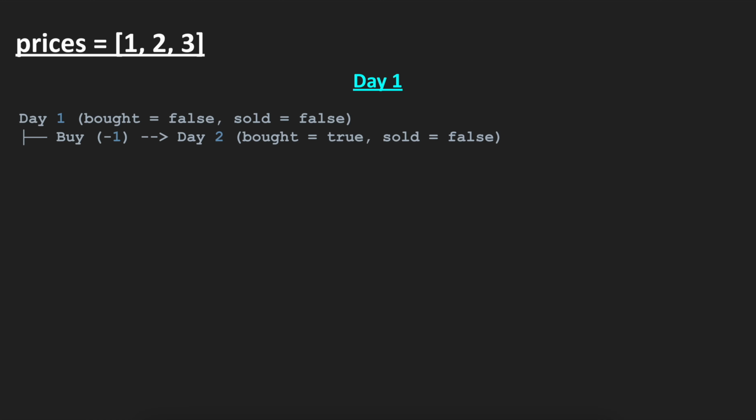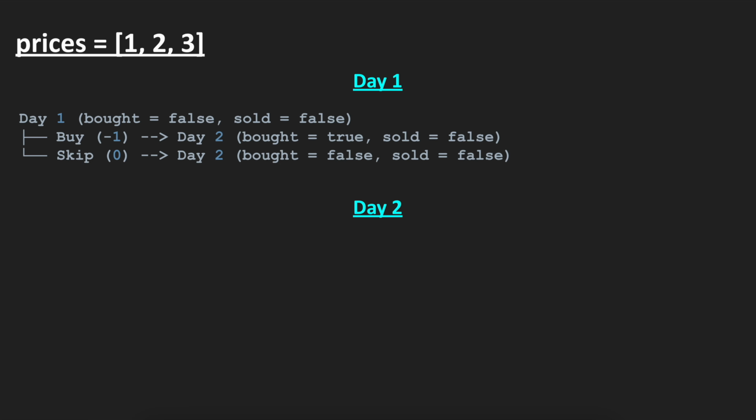So we go to day 2 with bought true and sold false. By buying, that's the first option for us, to buy on day 1. The second option is skipping, which means we are not buying anything on day 1, so we go to day 2 with bought equal to false and sold also equal to false.